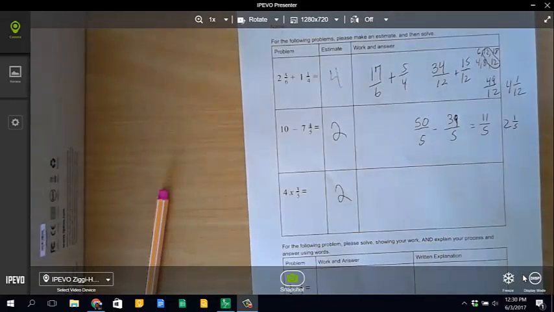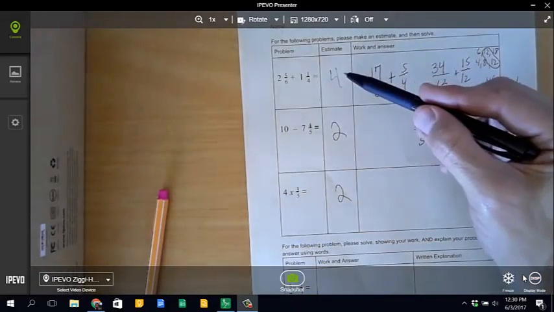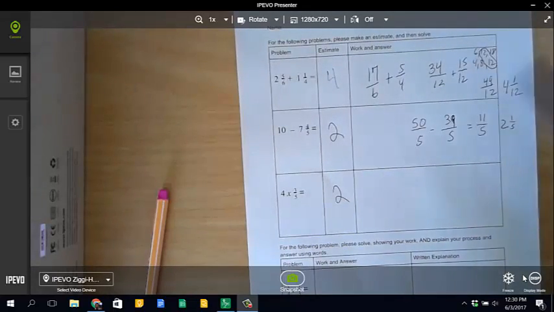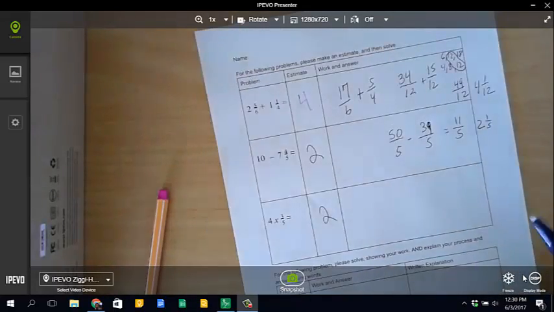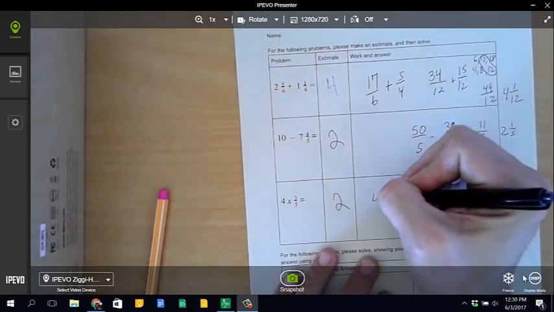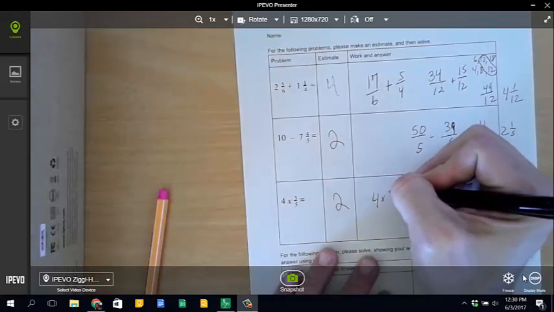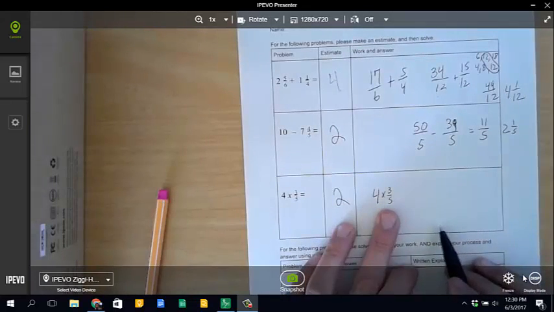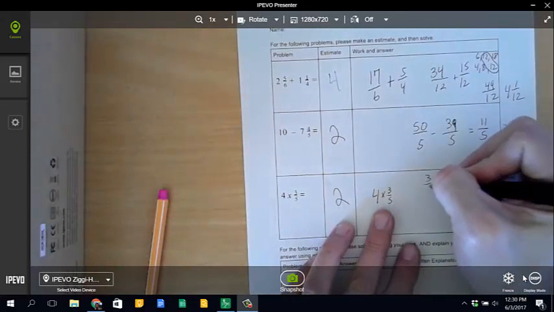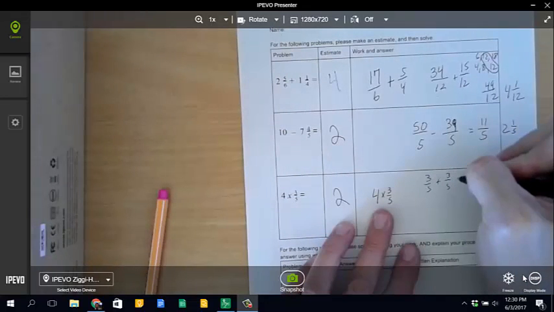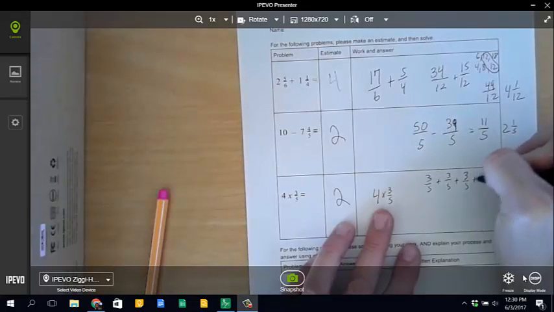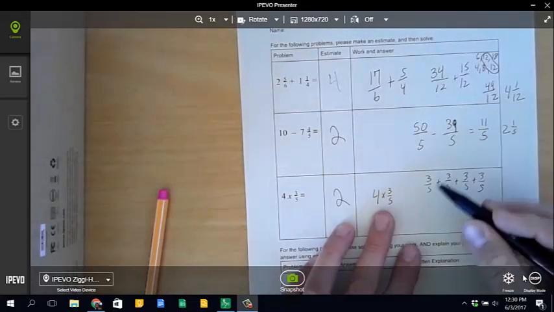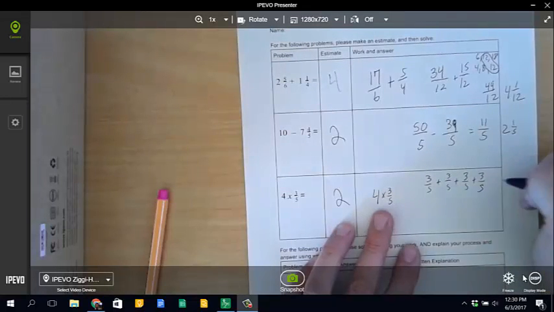Oh, and if we look at, tie it back to my estimate. Estimate was 4. That is very close to 4. Estimate's 2. Very close to 2. And then when we have 4 times 3/5, we can think of this a few ways. 4 sets of 3/5, which is 3/5 plus 3/5 plus 3/5 plus 3/5, which is 3, 6, 9, 12 fifths.